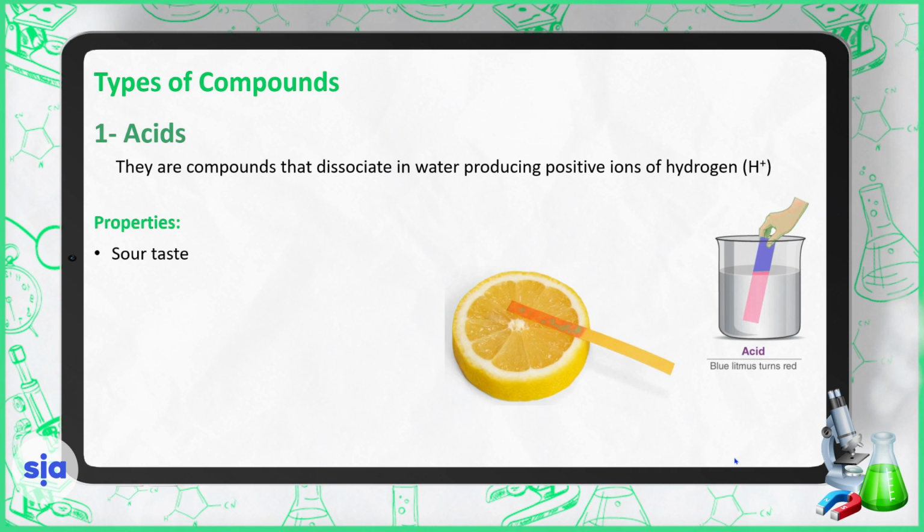They have a sour taste, like lemon and orange. They change the color of the litmus to red. So if we dip a blue litmus paper in an acid, it will turn red. And this is due to the presence of the hydrogen ion.